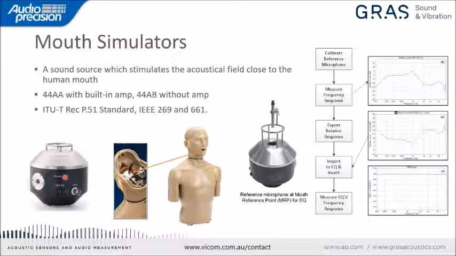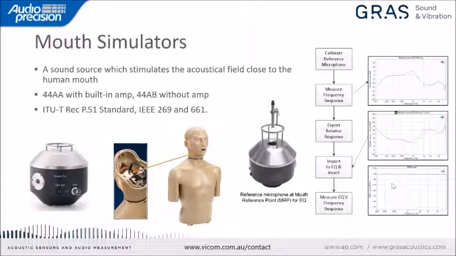And it is used to simulate the diffraction and the acoustical field that is very close to a human mouth. GRAS is offering two different types of mouth simulator, the 44AA and the 44AB. The only difference between them is that one has a built-in amplifier and the other one doesn't have it. We also offer at GRAS a head and torso simulator, the KEMAR, that can also be equipped with a mouth simulator, and therefore it can also be used as a sound source.